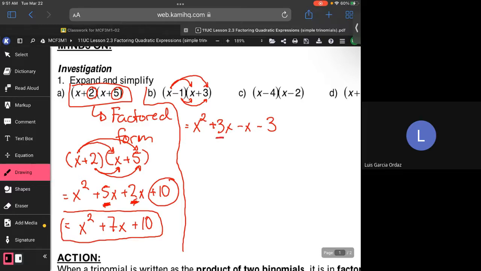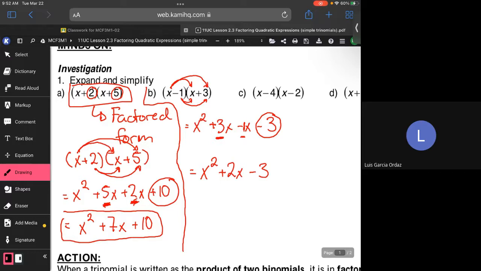What do you notice about this positive 3 and this negative 1 over here? What do they have to do with negative 3? Olivia. Yeah, 3 times negative 1 is negative 3. Now, when I add 3x and minus x, what do I get? What's 3x minus x? No, positive 3x minus x. Yep. So those same two terms also gave me my middle term.